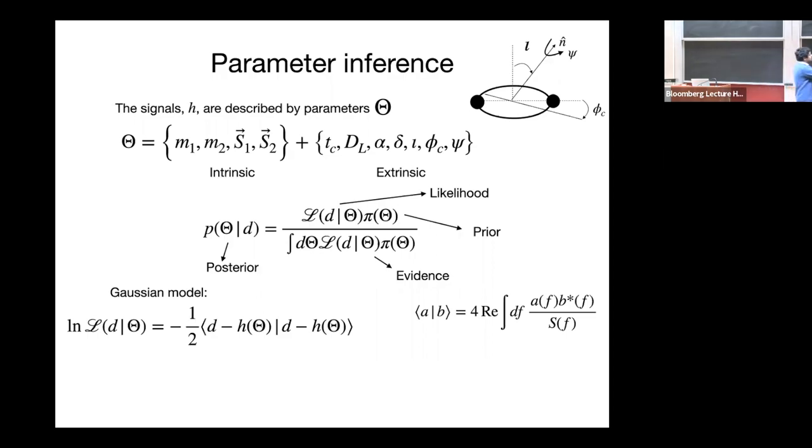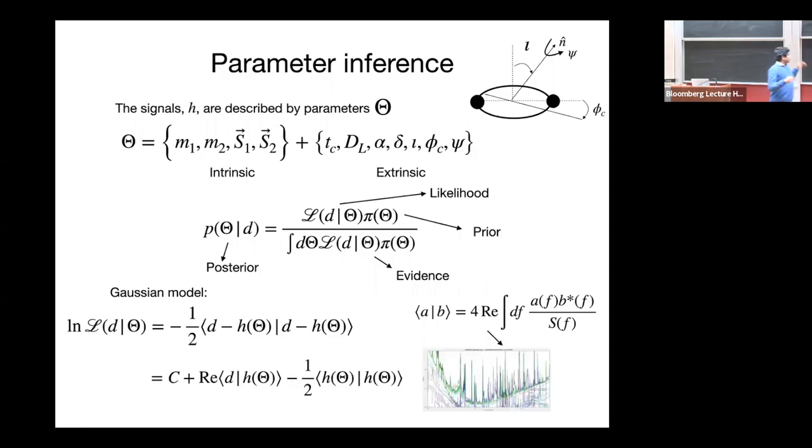The likelihood is simple. For gravitational wave data, the likelihood is just a Gaussian function of the residuals of the data set, after you subtract the model. The weight of the covariance matrix of this Gaussian is just related to the power spectrum of the data, S of f. So you can rewrite this likelihood as a piece where the only thing that touches the data is the template or the signal h of theta. Then there is a piece where the signal talks to itself, but the data is not involved.